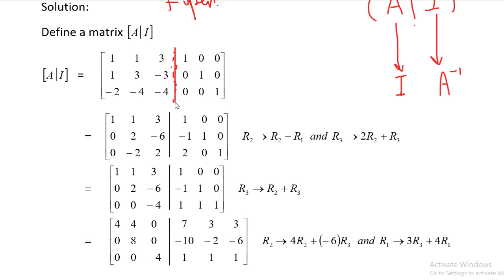We are putting this line just to separate these two matrices, that this is my matrix A and this is my matrix identity, but we are writing it into one matrix so that we can perform operations together. This is the only difference. We keep on writing this line just to keep them separate from one another.